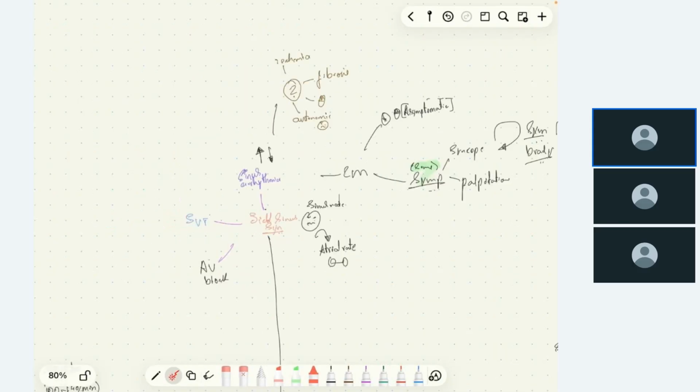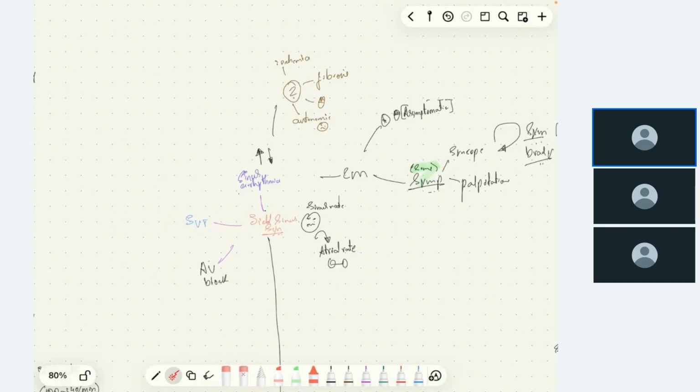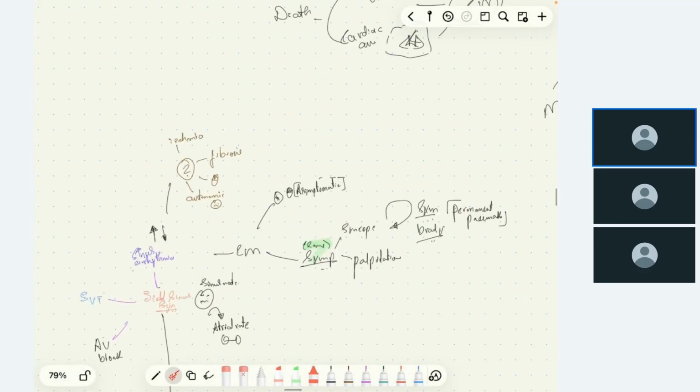The spectrum of disease that we see in sick sinus syndrome are sinus arrhythmia, that is sinus tachycardia and sinus bradycardia, supraventricular tachycardia, and also atrioventricular block. What are the causes of sick sinus syndrome? The causes are ischemia, secondary to coronary heart disease, ischemic heart disease, or the healed MI with fibrosis. Some drugs and autonomic disturbance can lead on to sick sinus syndrome.